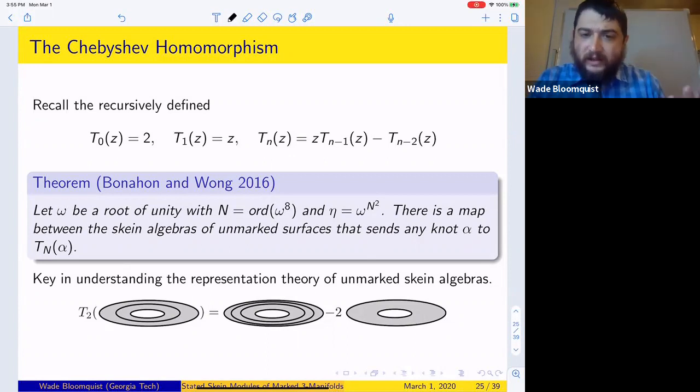And in the quasi-classical case, you can think of stated Skein algebras, say, as the algebras of regular functions on the SL2 character variety of a surface. So you're now trying to build the representation theory and understand the structure by understanding that embedding.